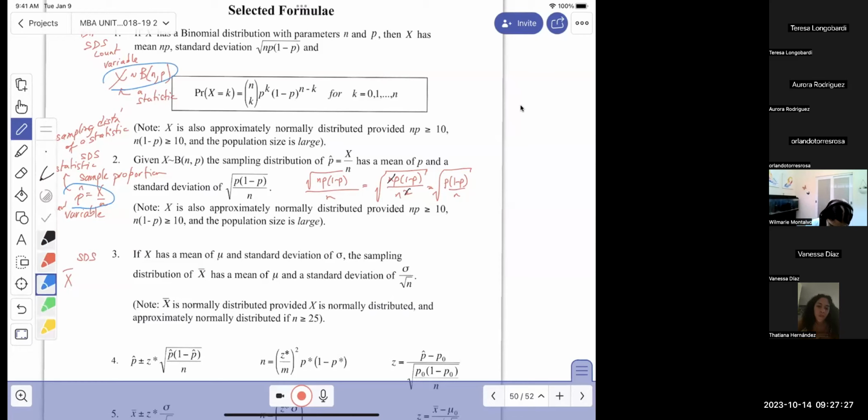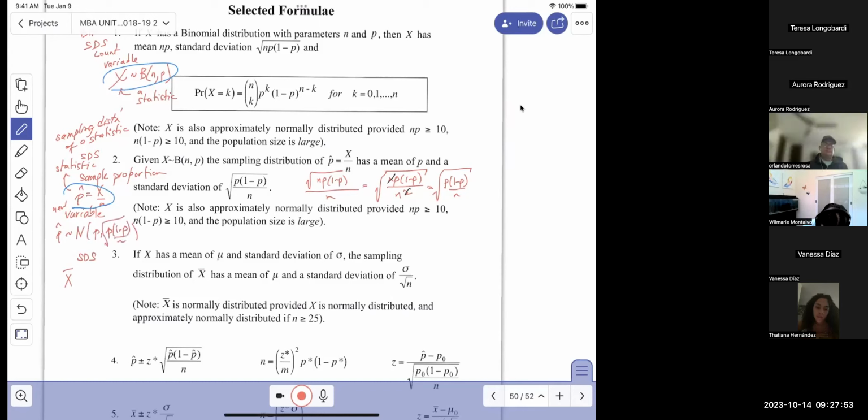Let me write one more thing. I'm going to write P hat is distributed normal with a mean of P and a standard deviation of the square root of P(1 minus P) over N. So each time I can derive this distribution. That's what that's saying here. This is what this is all about here. And this one, we learn about X bar.